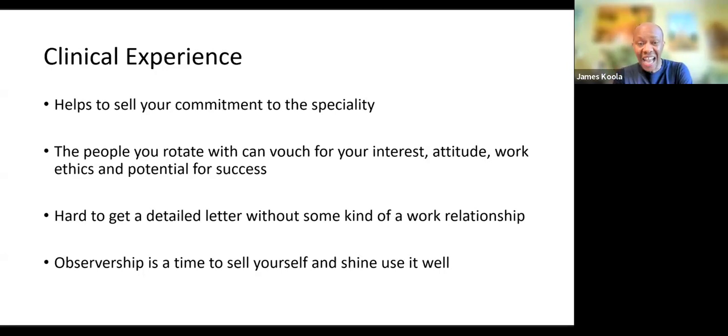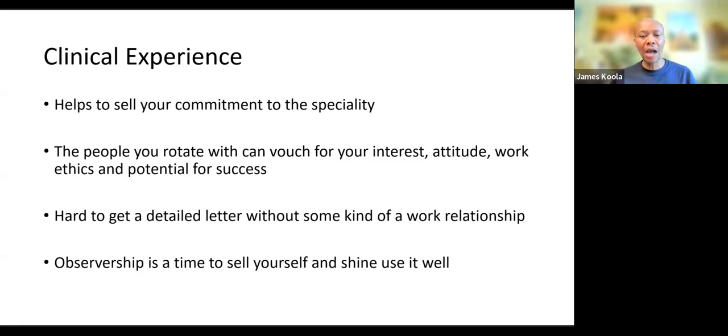It's hard to get a detailed reference letter if somebody has no work relationship with you. And we really look at those letters. So observership is a time to sell yourself. When you are doing an observership somewhere, consider yourself under a microscope, and everything you are doing is a tryout for the real show. So put your best foot forward.